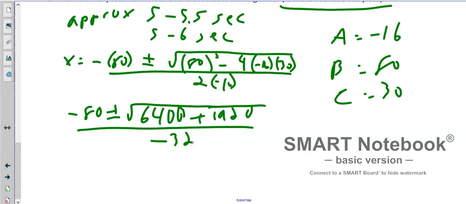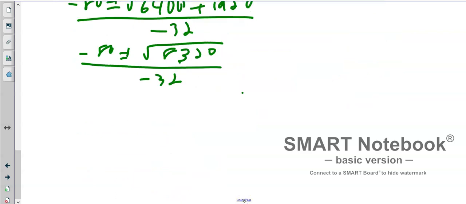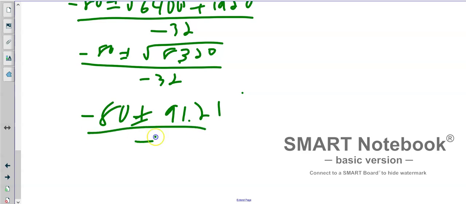So 6,400 plus 1920 is 8320. So negative 80 plus or minus the square root of 8320 all over negative 32. The square root of 8320 is plus or minus 91.21. It's 214, the 4 rounds down, all over negative 32.